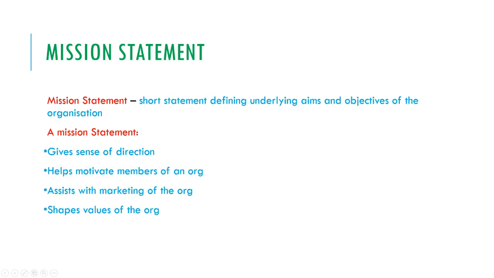So, business objectives then. The first thing about a business objective is a mission statement, and this is a short statement which defines the underlying aims and objectives of an organisation. A mission statement will give a sense of direction, help motivate members of an organisation, and assist with marketing of the organisation, and also shape the values essentially of an organisation as well.